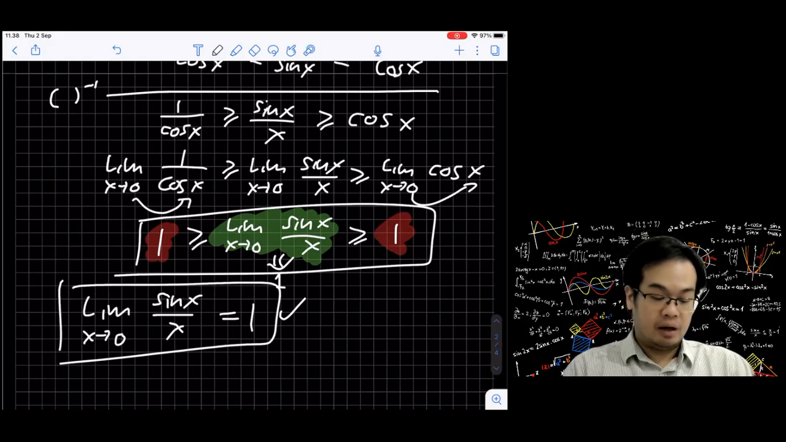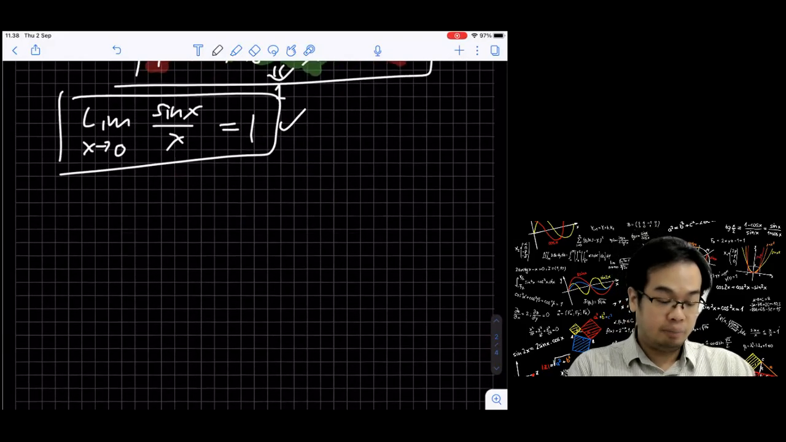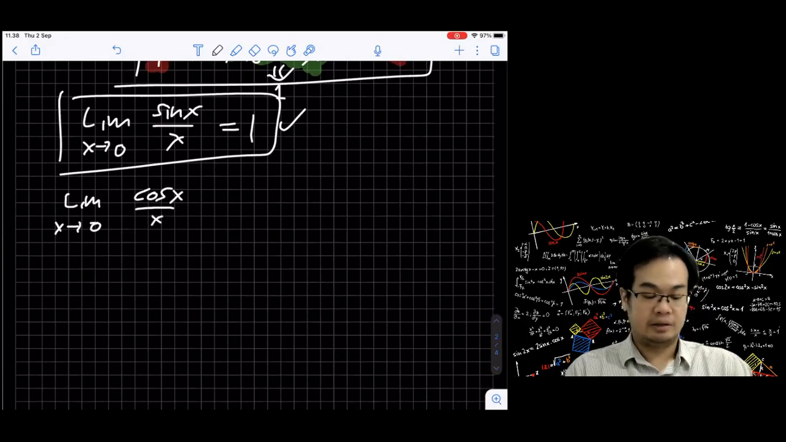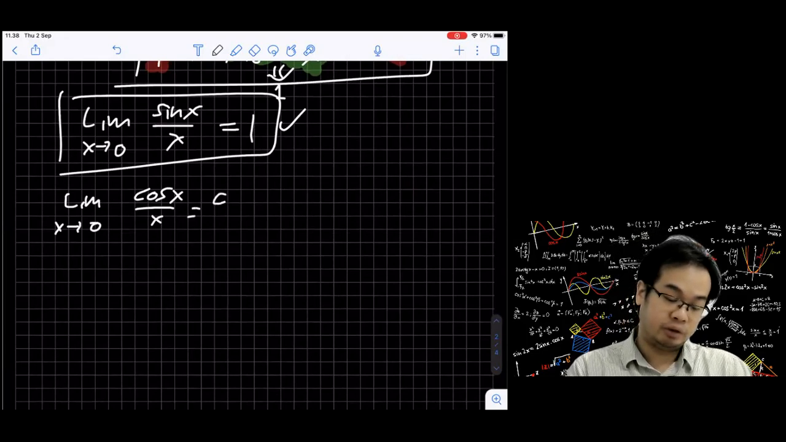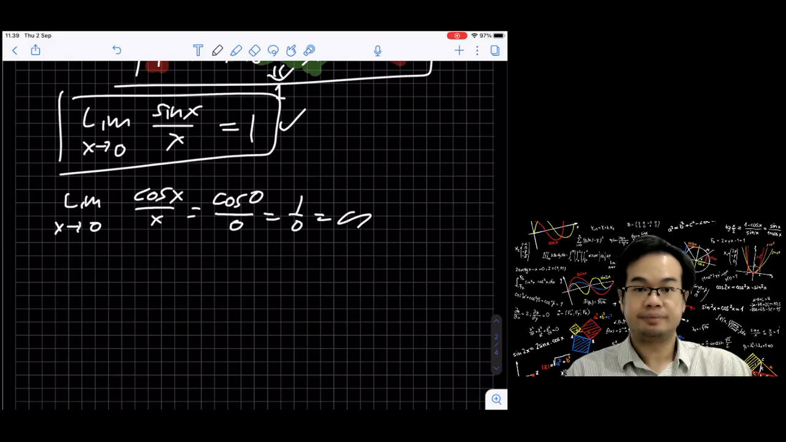Okay, so how about the limit of x approaching 0 of cos x over x? Then what's the value of this? Well, this is actually not an indeterminate form, right? So you can just substitute cosine 0 over 0, which is 1 over 0, which is infinity.